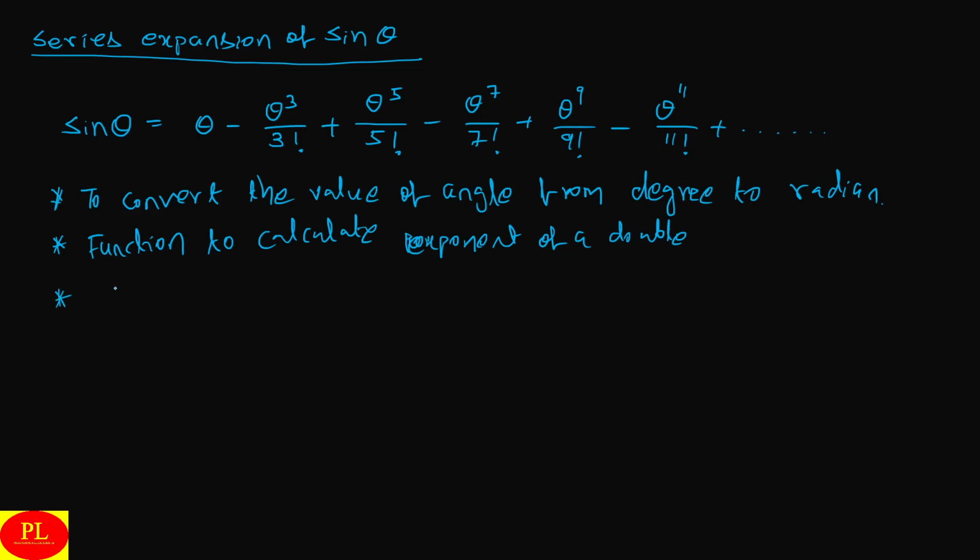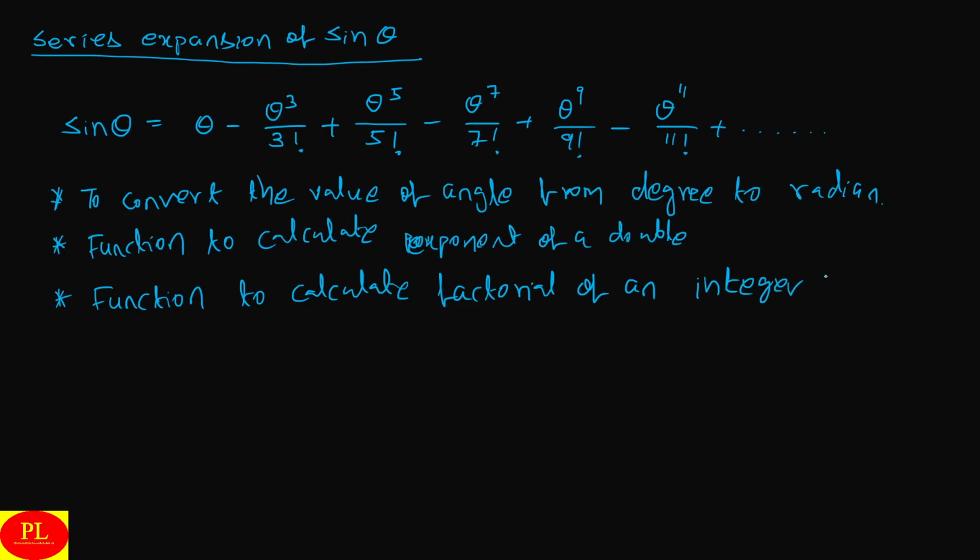Next we'll write a function to calculate factorial of a number, factorial of an integer number. Then we write a function to calculate factorial of an integer number. So we will write these functions and then we will write a for loop to implement this series.